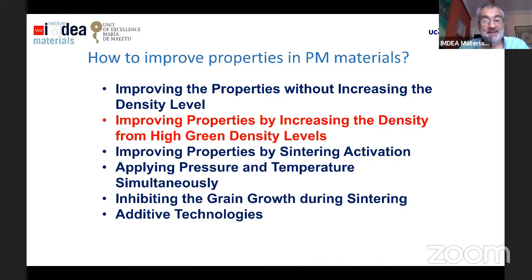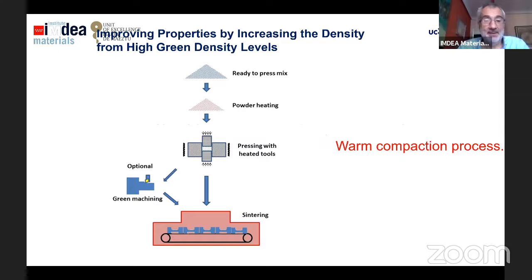We can improve properties, increasing density, but from the pressing step at green level. So here we have some examples. One example is the warm compaction process. Here, what we do is to heat up the pressing tools and even the powder. We can heat the powder and the pressing tools.